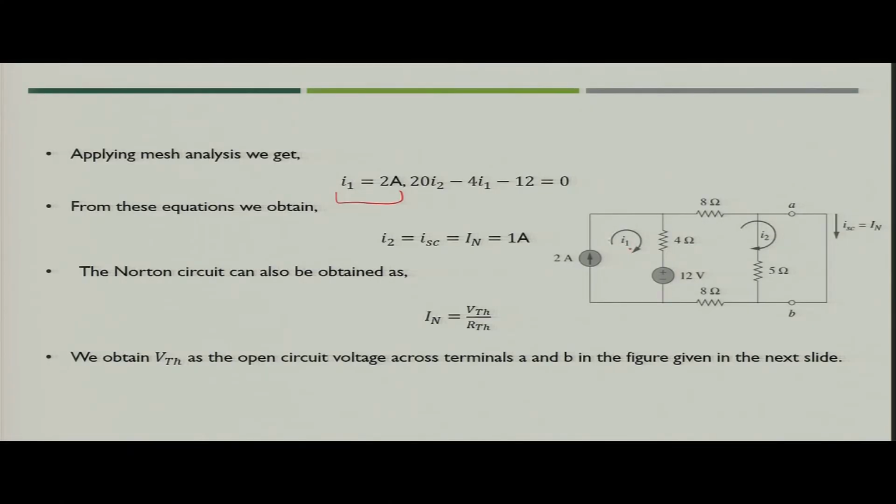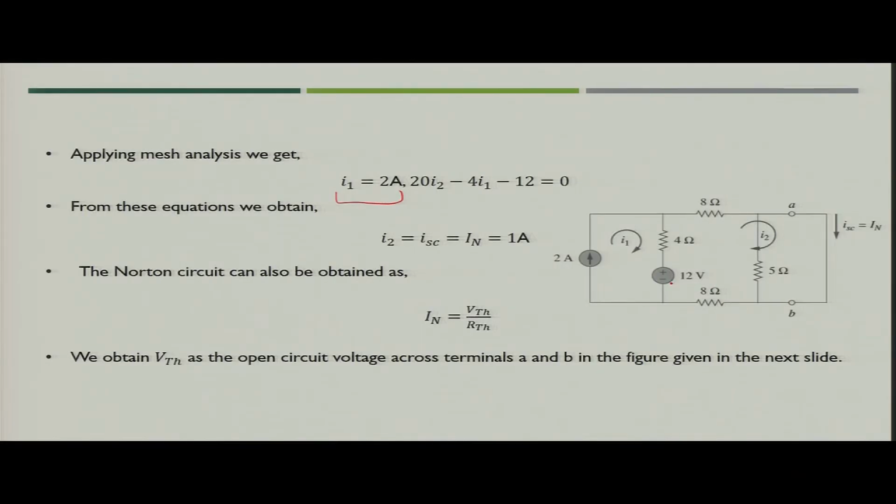So, the current I1 is nothing but 2 ampere. Next, you need to find out the value of current I2. So, how will you get I2? You have to simply write the mesh equation for this mesh.